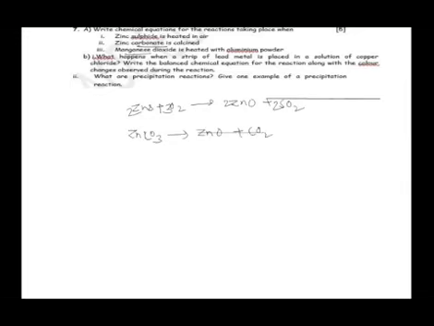Coming to the next question: manganese dioxide is heated with aluminium powder. The normal reaction will be MnO2 plus aluminium, giving manganese and aluminium oxide. If I want to write it balanced, you can write it like this. Now you have to multiply by 3 here and 2 here. Now this is the balanced equation.